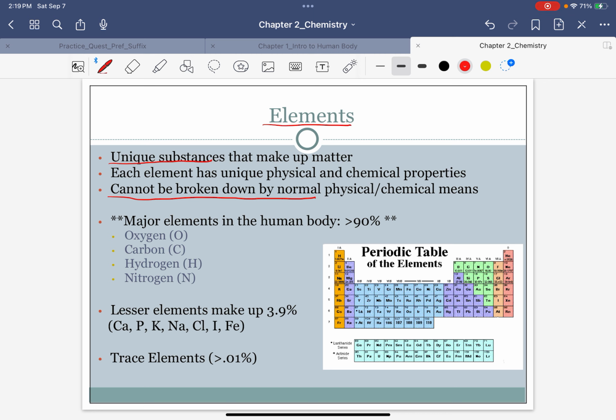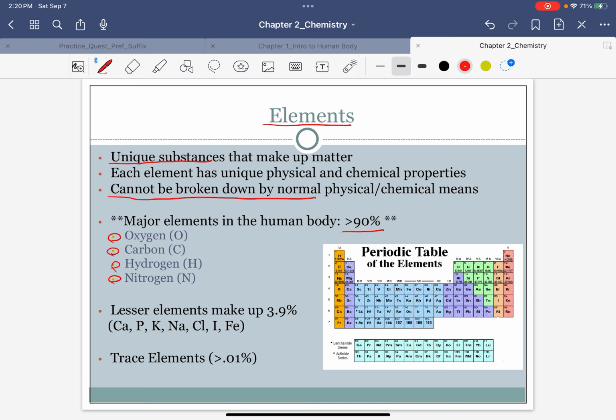It turns out our body is made up mostly of the same 4 elements. Isn't that crazy? Oxygen, carbon, hydrogen, and nitrogen. These 4 elements make up over 90% of us. That's crazy.